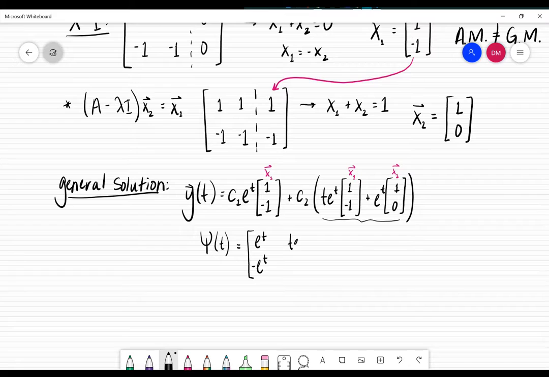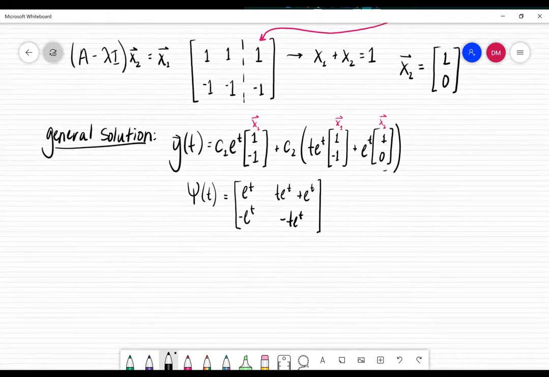I would get te to the t plus e to the t for this first element in column 2. And then I would get negative te to the t for the second element in column 2. And that works out with having that 0 in there, kind of shortens the work. But keep in mind that's getting multiplied by C1, C2, and we do want to solve for C1, C2.